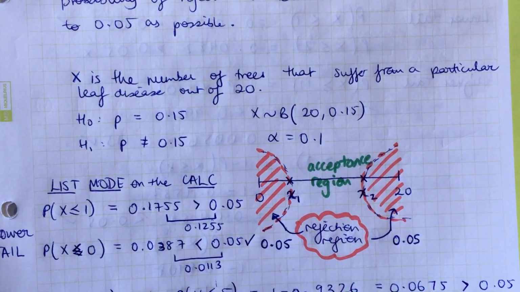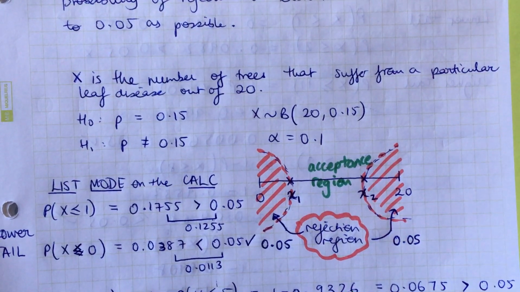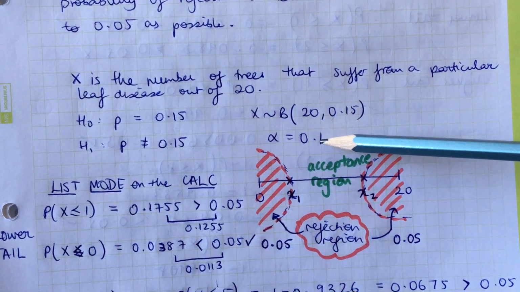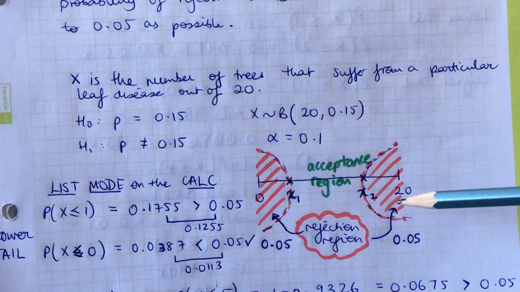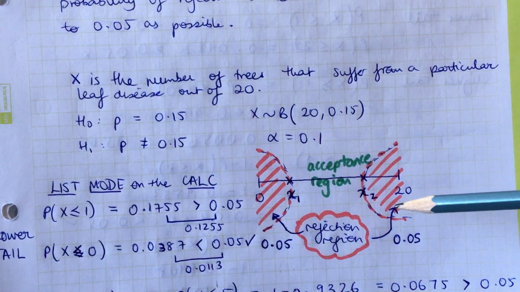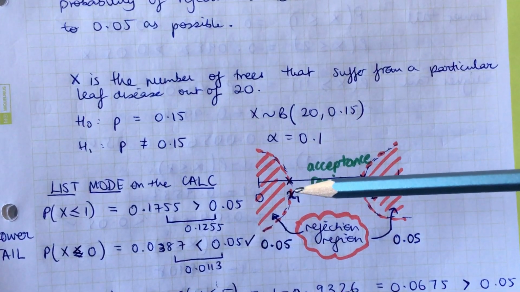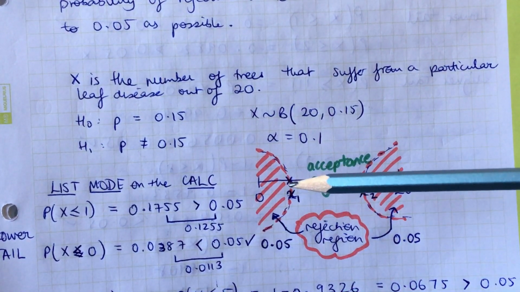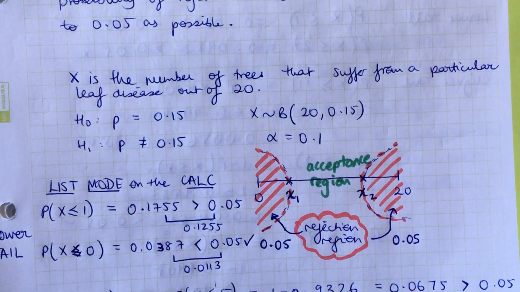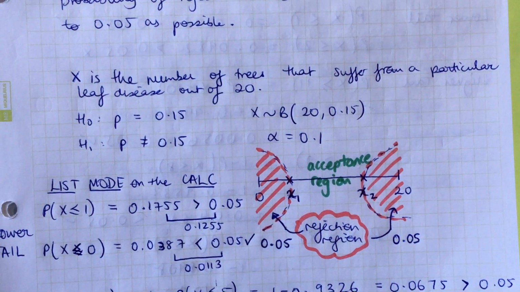Okay, now what we have to do is we have to check. According to the significance level, when we split it up, it gets 0.05 here and 0.05 here, which is 5% on either way. What we're trying to find out is this rejection region. So that means how many trees would have had to have the disease for us to say the proportion has changed. Obviously, in this case, it would have reduced.